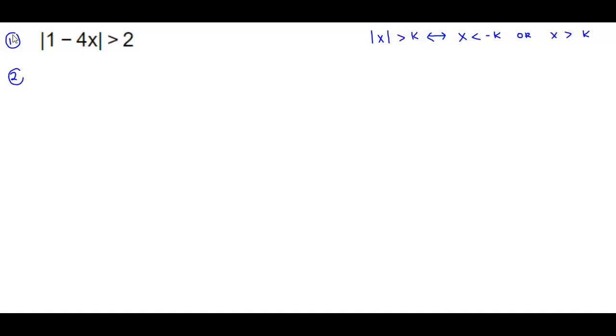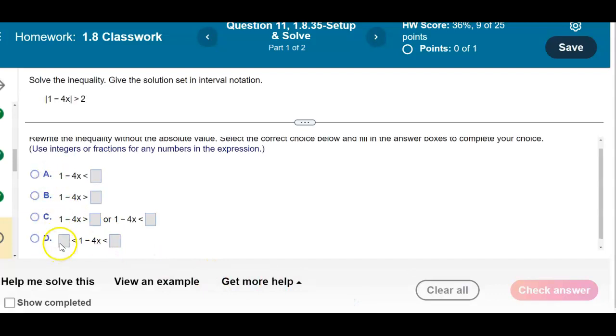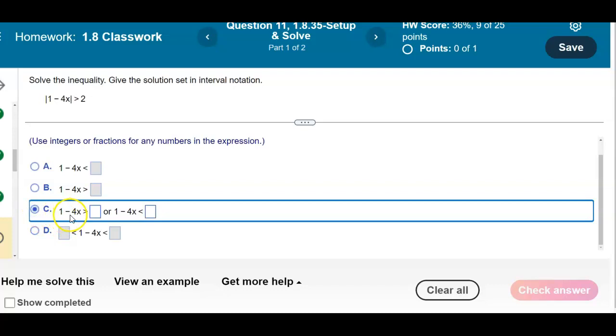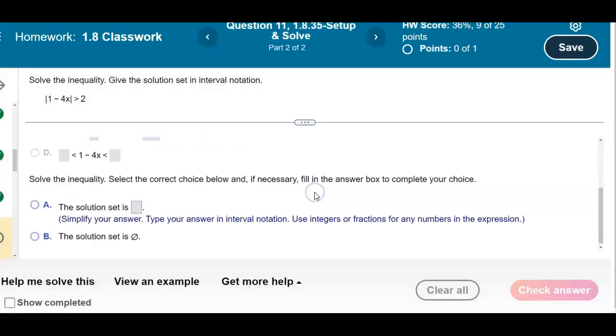So we have the expression, which is 1 minus 4x, and that's going to be less than negative 2, or we have 1 minus 4x, which is going to be greater than positive 2. So in the next part of the question, they want us to fill that in. So we know it's not A, we know it's not B, we know it's not D, therefore it is C. So again, we had 1 minus 4x, which is, in this case, greater than positive 2, or 1 minus 4x, which is less than negative 2. So let's check our answer, and there is our result.